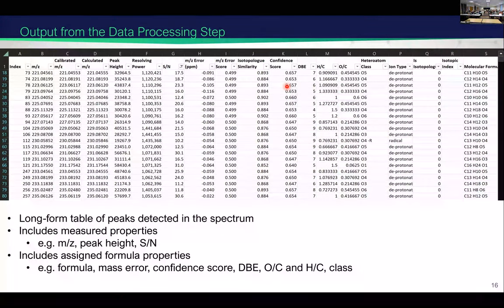But what we tend to do is, anything that's 0 to 0.2, we might just exclude from our output list. It may be correct, but you don't want to build your interpretation on something that you're so uncertain about.